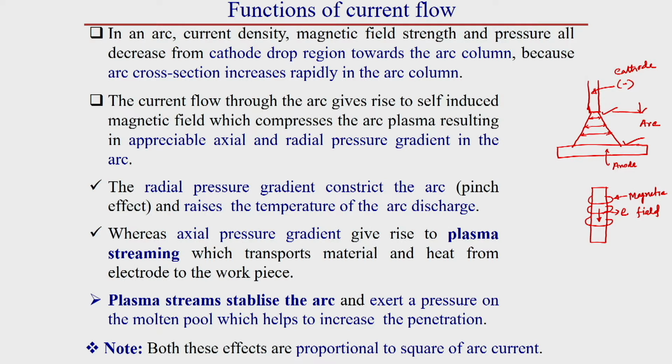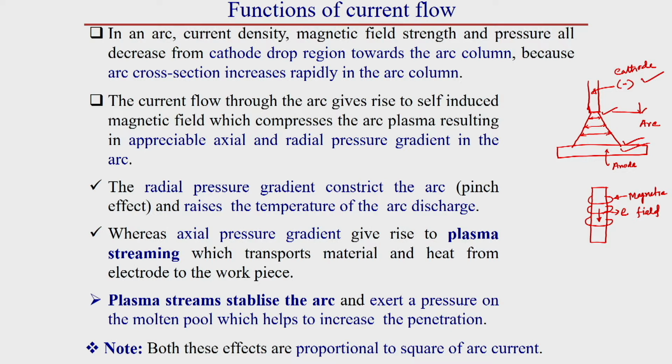This magnetic field strength is higher near the cathode region and gradually decreases towards the anode region, and it is comparatively very small in the anode drop region. Actually, we are getting that from here. So, due to this variation of magnetic flux distribution around the arc from the cathode region to the workpiece region, some radial pressure gradient and axial pressure gradient develop. This pressure gradient is in the radial direction as well as the axial direction, that means along the direction of current flow.